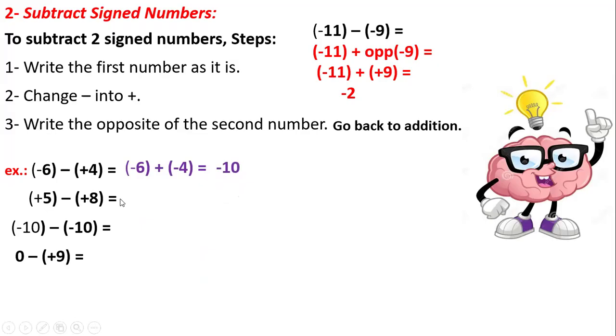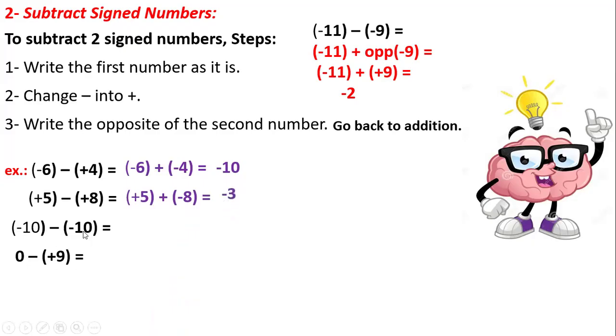Positive 5 minus positive 8. I keep the first number plus 5 as it is, change minus into plus. The opposite of plus 8 is minus 8. Now I'm adding a positive with a negative. The greatest is 8. Its sign is minus, so the answer will be negative, and I subtract. 8 minus 5 is 3.